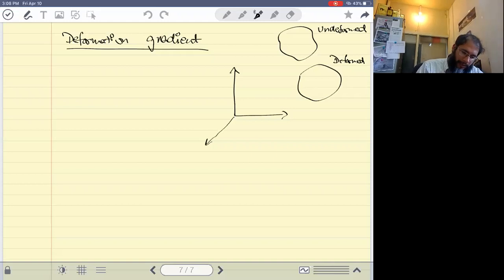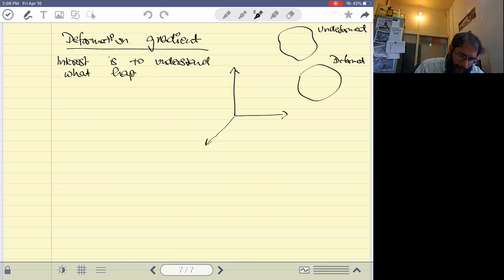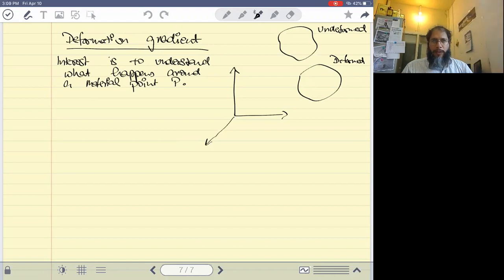And we're interested, remember that our interest is to understand what happens around a material point P. So let's say you have a point P and I want to understand what's happening around P. So if I understand, loosely speaking, what's happening around P, and if I have the information of what's happening around all the points in the undeformed configuration, I will exactly understand how my body is deforming. Okay.